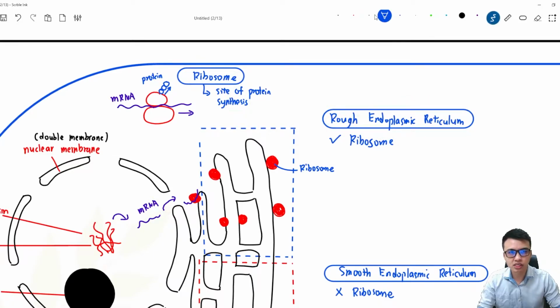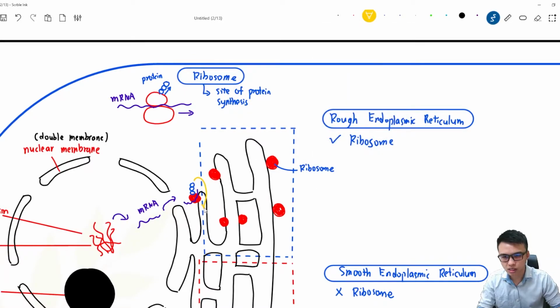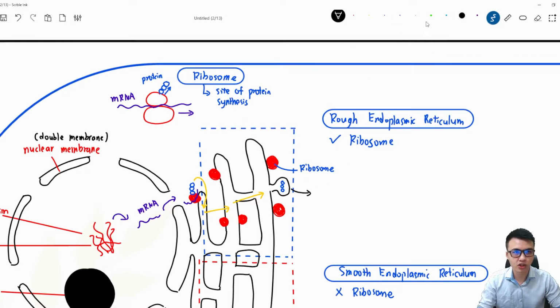So once the protein is produced from the ribosome, this protein goes into the rough endoplasmic reticulum, and it will go through the rough endoplasmic reticulum and then come to the end of it, and then it starts to bud off. Bud off means it will make bubbles to wrap the protein that was produced by the ribosome and then release from the rough endoplasmic reticulum. So right now the protein is inside the bubbles and ready to be transported to another place.